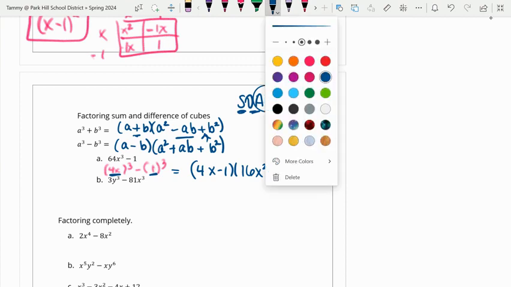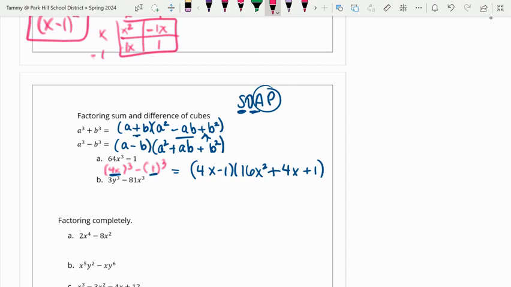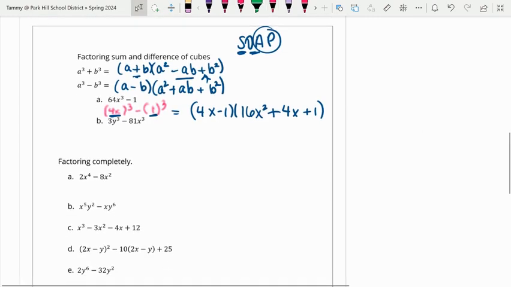All right, new color, red. 3y to the third minus 81 to the third. So the first thing looking at that one is I can see both of these divide by a 3. So I'm going to factor out that greatest common factor 3. So it's y to the third minus 81 divides by 3. I believe it's 27. X to the third.